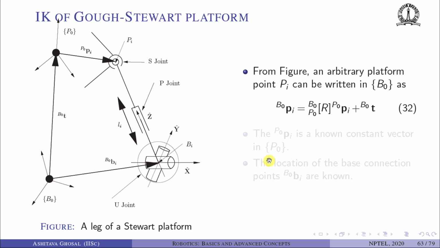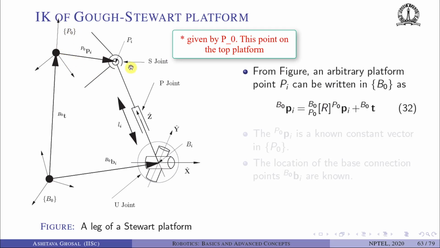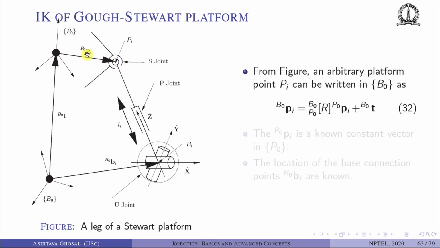Let's look at the inverse kinematics of the Stewart-Gough platform. This is a very famous platform, a 6 degree of freedom Stewart platform. So what do we have here? We are looking at one leg of the Stewart-Gough platform. There is a fixed coordinate system B0. There is a coordinate system attached to the top platform, given by P0. The point on the platform, which is an S joint, is located by this vector P0 Pi. A point on the base where there is a U joint is located by this vector B0 Bi.